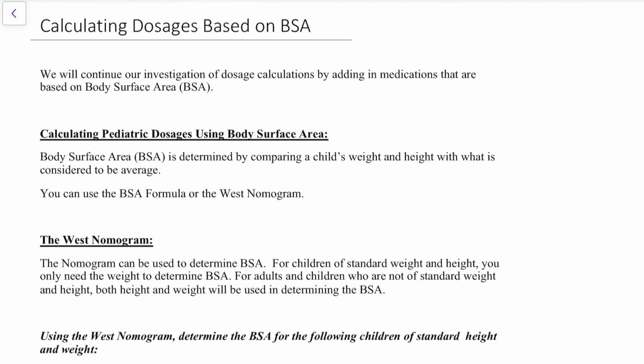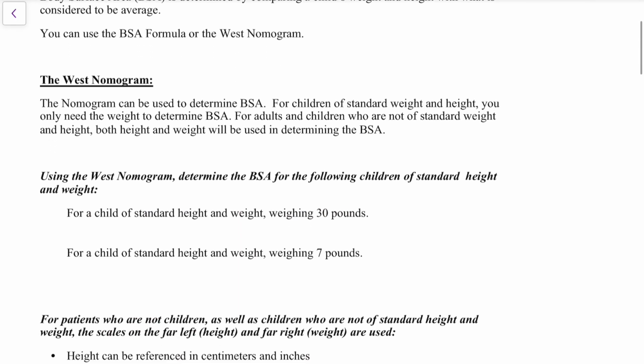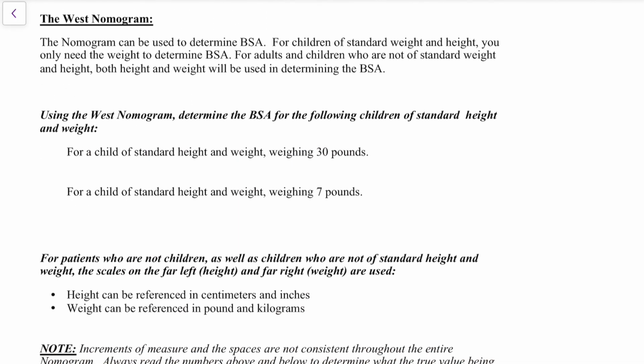There's two ways you can do this. You can do this using a formula or using the West Nomogram, which is a chart that we can use as a sort of approximation of their body surface area. If you need to be more exact, then you're using the formula. So let's first look at the West Nomogram. This can be used to determine body surface area.